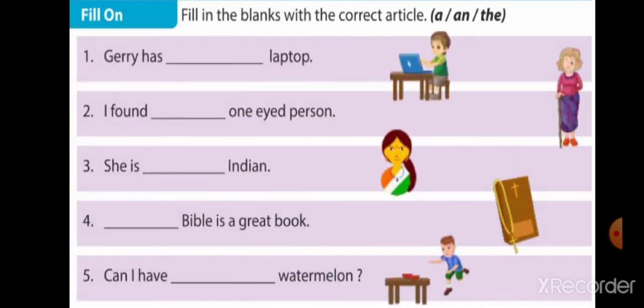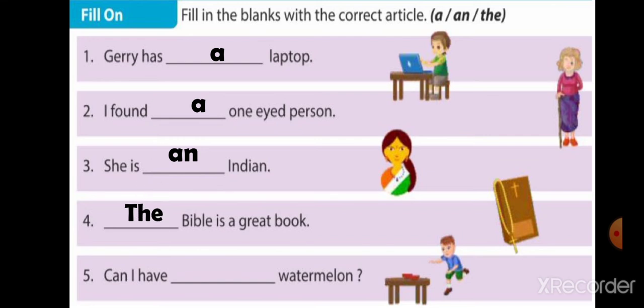Now let's solve this exercise. Fill in the blanks with the correct article, A or An. Jerry has dash laptop. Here we are not talking about a specific laptop, so A laptop. I found dash one-eyed person. Here one is pronounced starting with a W sound. See the pronunciation first. So the article A will come. She is dash Indian. Indian starts with a vowel sound, so An will come.